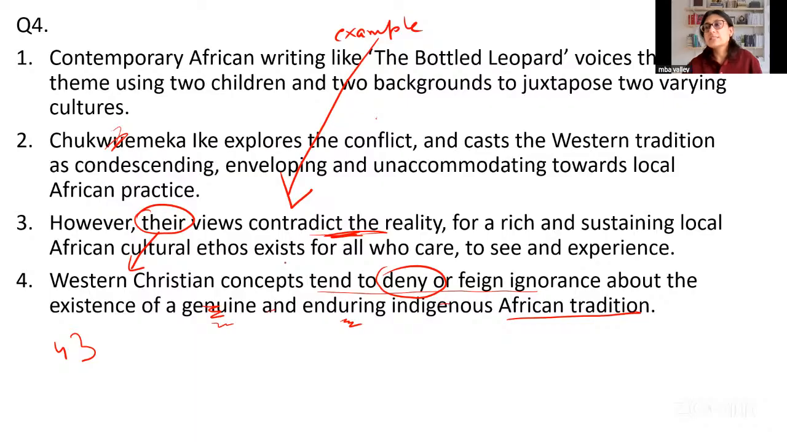And then look at sentence number 2 that says Chukwimak ilk explores the conflict. This zooms further into the example. Sentence 1 ne introduce kara, sentence 2 ne explain kara what the author does in the text, where it says casts the Western tradition as condescending, enveloping, and unaccommodating towards local African practice. उसी एग्जाम्पल का एक्सप्लेनेशन है. एक्सप्लेनेशन टू द एग्जाम्पल, इसी एग्जाम्पल का कॉन्टिन्यूएशन.